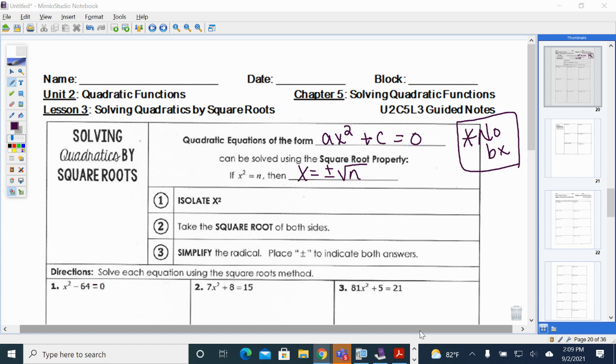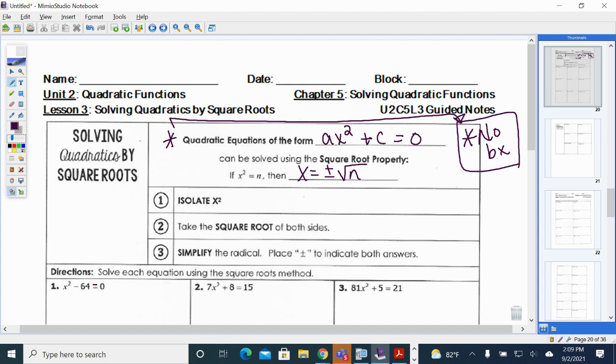Now, I'm going to back up for just a second. Back up here where it says quadratic equations of the form. So I have a little asterisk here out to the side. There's no bx here. Ax squared plus c is equal to 0 is missing the middle term, the bx term. In that situation, you're going to use your square root property to solve.